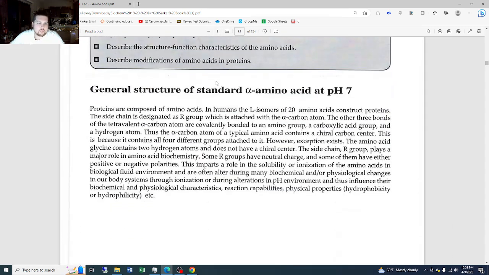So, proteins are composed of amino acids. In humans, the L isomers of 20 amino acids construct proteins. Break these down a little bit. So when we talk about L isomers, right? An isomer is referring to same chemical makeup, just different shape.